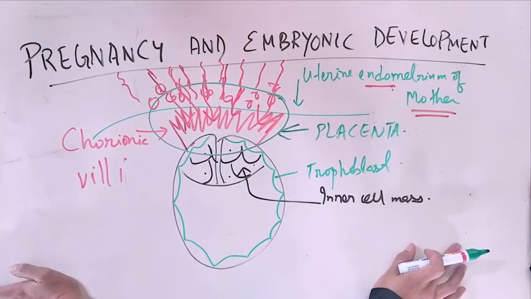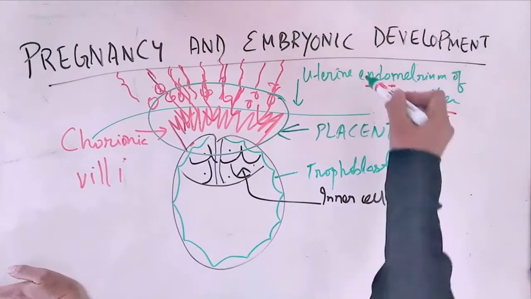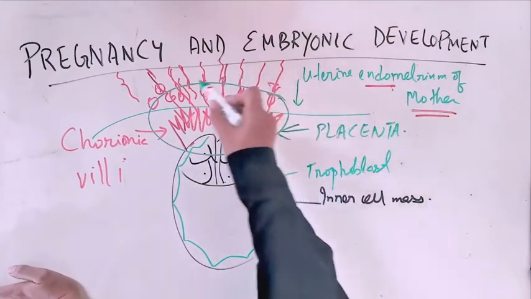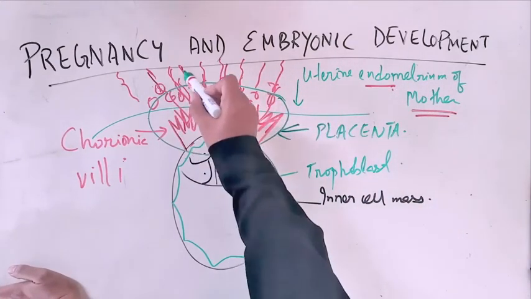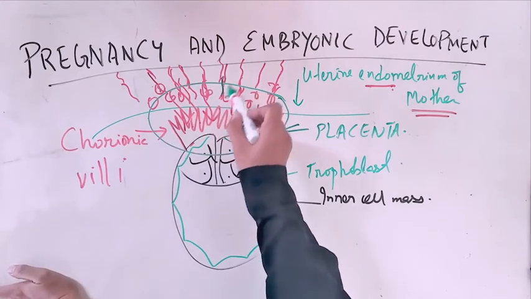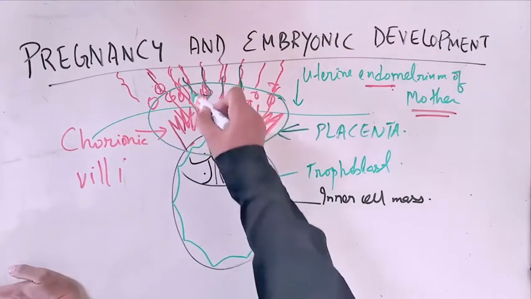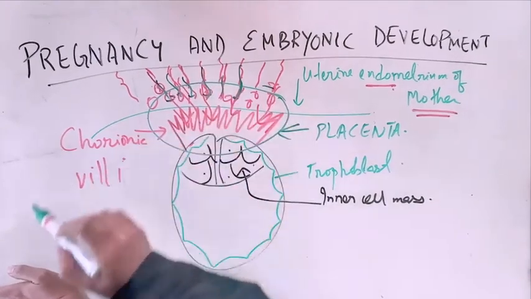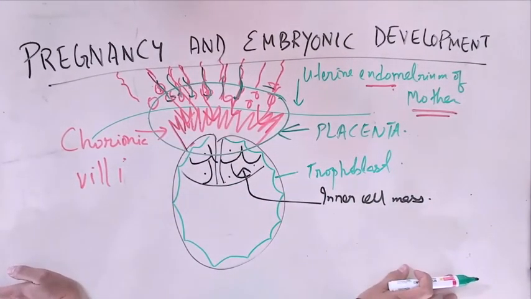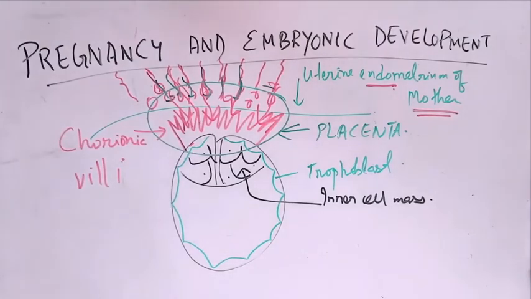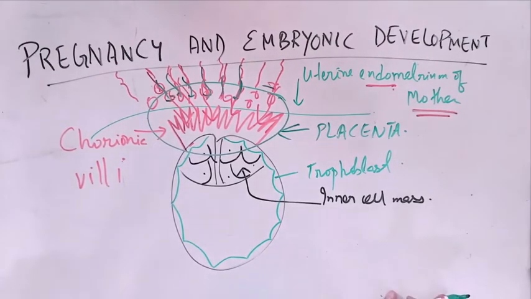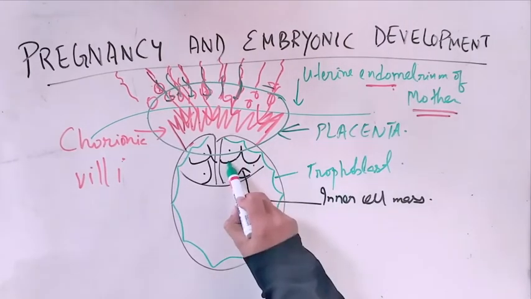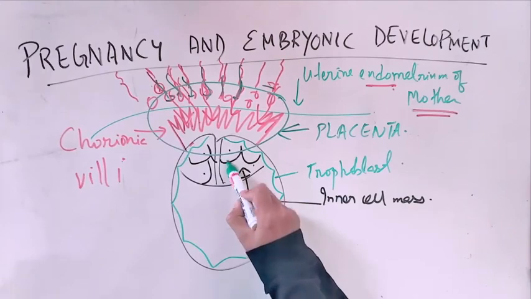Why is it important? With the developing embryo, the fetus, we say the fetus or baby. The fetus and the maternal body, the endometrium, the uterine lining and blood vessels join, forming the placenta. All right. So what is the placenta? You can write it down now. It is a structural and functional unit between the developing embryo, the fetus, and the maternal body.